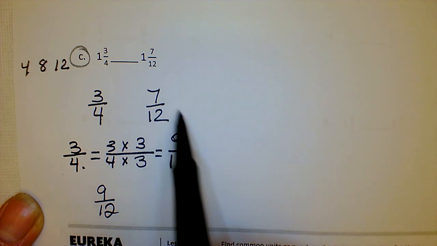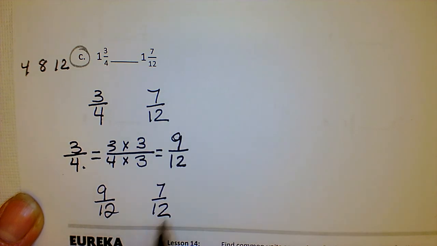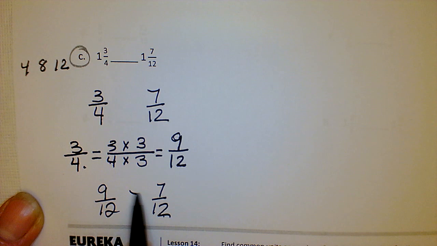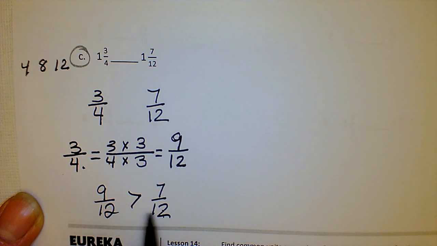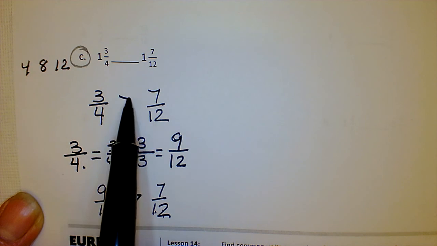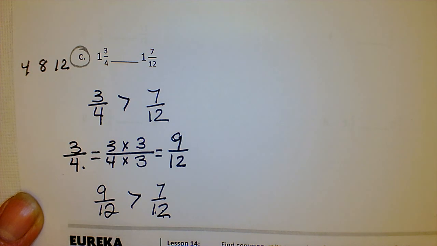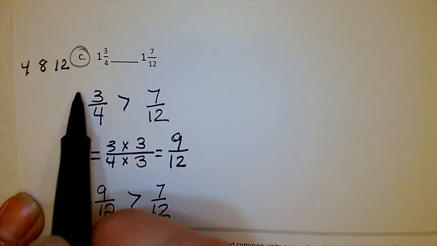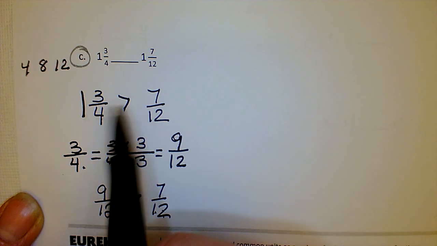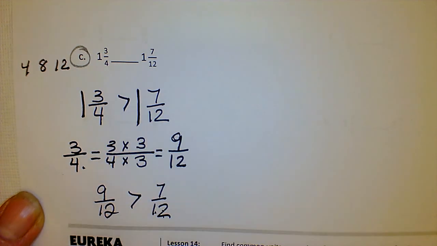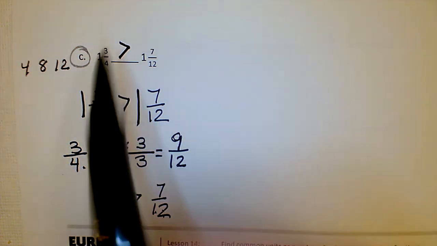So I'm going to write that. And then I'm going to bring this guy down. And now I can see my denominator is the same, which means that the size of my pieces is the same. So which one's larger, having 7 or 9 of those size pieces? 9 is clearly going to be larger. When your denominators are the same, you can compare your numerators. Which means that 3/4 is also going to be larger than 7/12, which means that having 1 and 3/4 is going to be larger than having 1 and 7/12. Does that make sense? I hope it does.